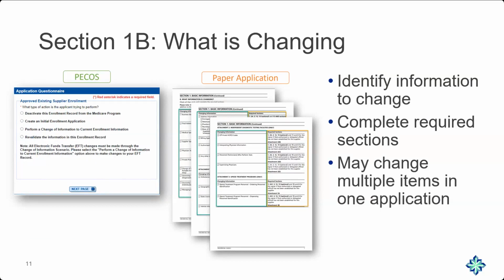The paper application does have 3 pages where you're going to indicate the types of information that you're changing. And again, you'll see in that gold or yellow box on the right of that paper image, it's going to show you the section specific to that change.